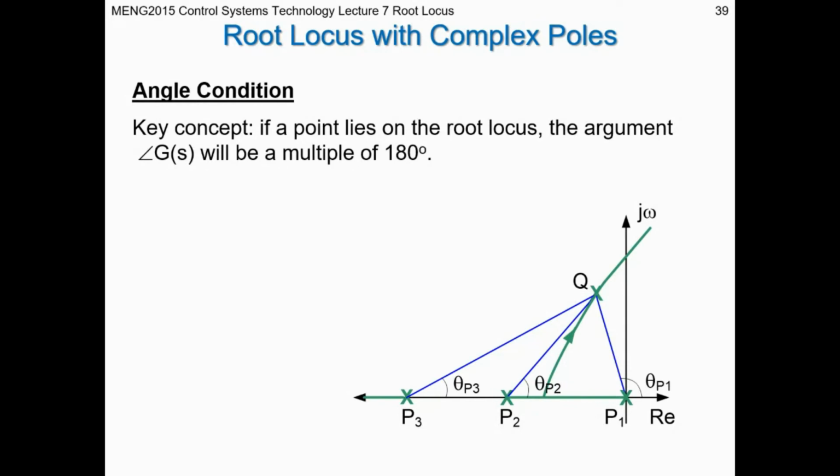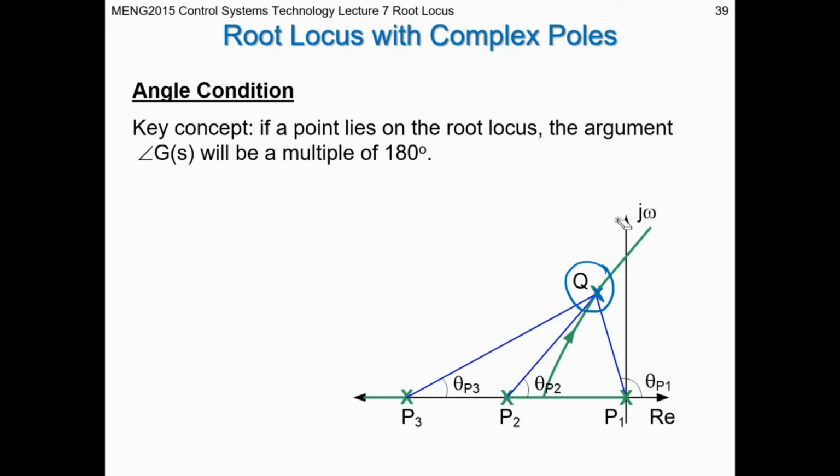Right, so here's an example to hopefully clarify what I mean by that. This is our closed loop root Q. If this point Q lies on the locus, so it's drawn as lying on the locus, then the argument of Q has to be a multiple of 180 degrees. It doesn't have to be 180 degrees, just has to be a multiple. So 180, 360, what comes after that? 540, 720, etc. So it has to be a multiple of 180 degrees.